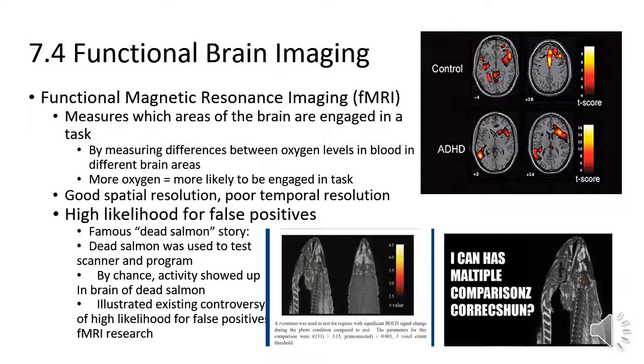And just by chance, because of this high likelihood for false positives, activity showed up in the brain of the dead salmon. So you can see over here, this is a picture of that dead salmon. So this red activity showed up, and it just happened to be in the brain region of the dead salmon. And a lot of people took this as an illustration of the high likelihood for false positives of fMRI research, and that we should be careful when we interpret fMRI research.